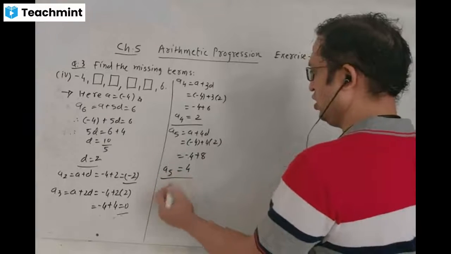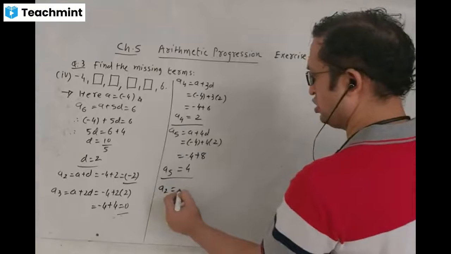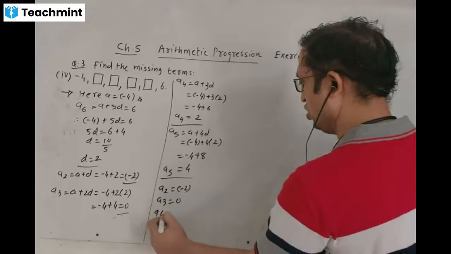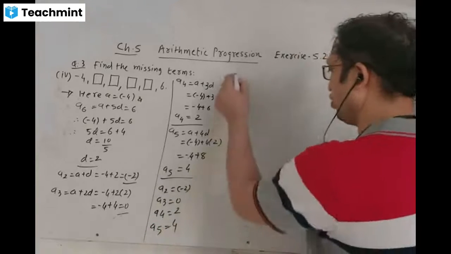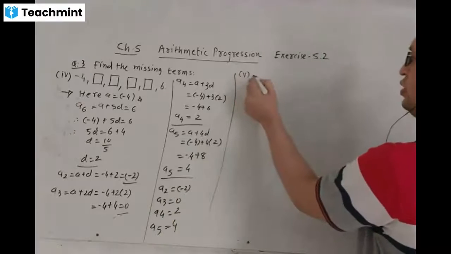Therefore, the second term a2 is equal to minus 2. a3 is equal to 0. a4 is equal to 2. And a5 is equal to 4. Okay. So next one, the fifth one.